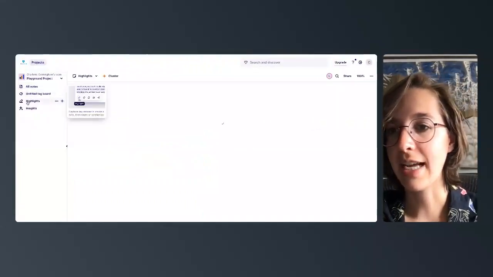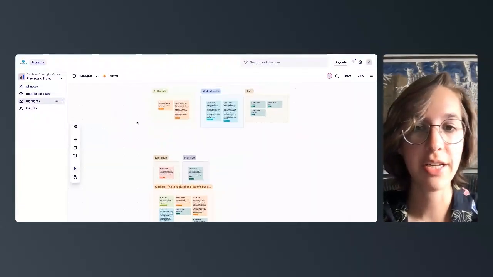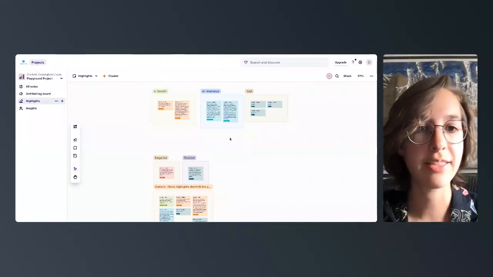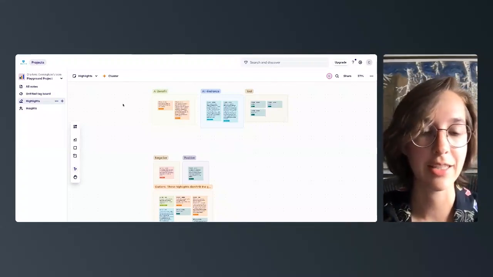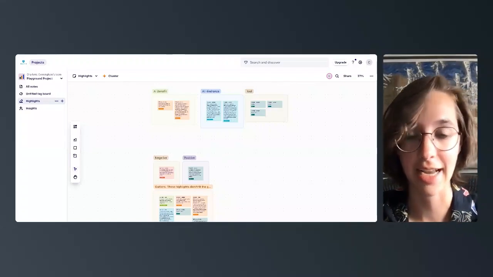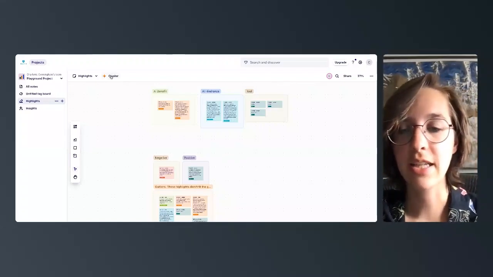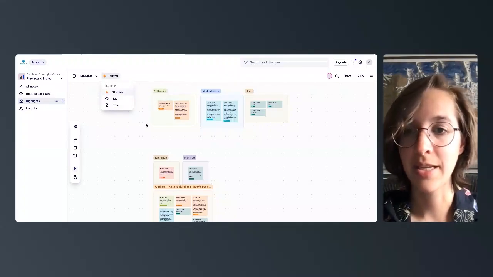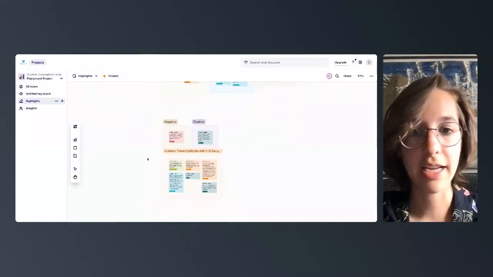Lastly, we're going to go to this highlights board in Dovetail. So here is where you can take those previously highlighted areas and organize them for easier share-out analysis and further insights. Here we have this cluster tool that it can automatically identify themes. I found it to be a bit lacking in this respect.